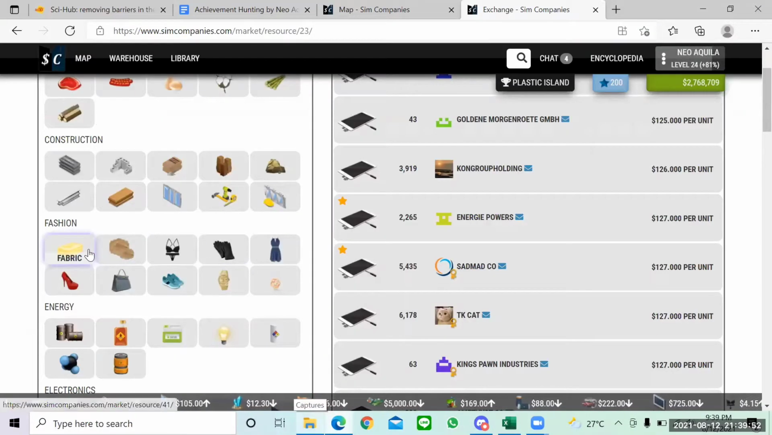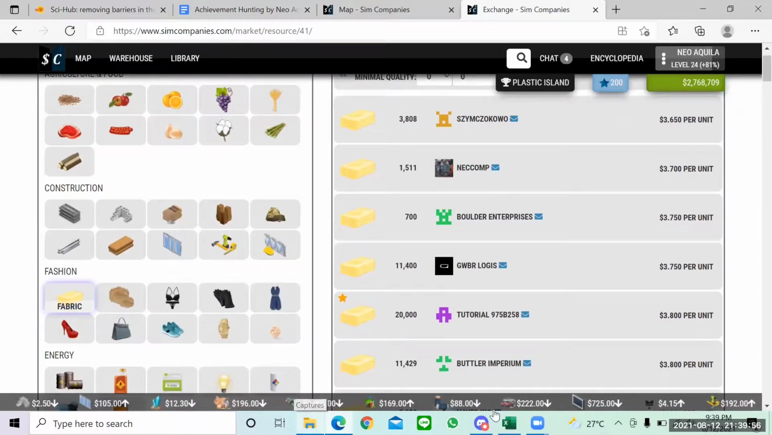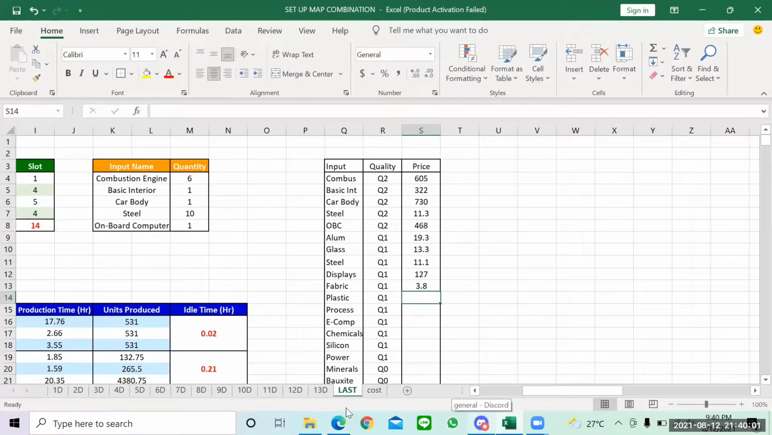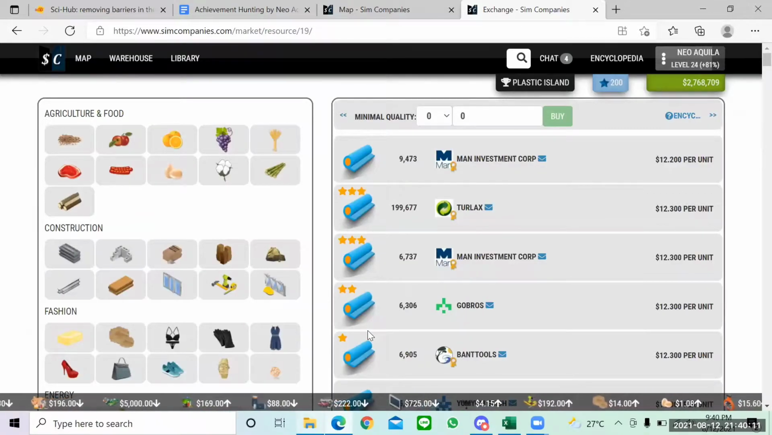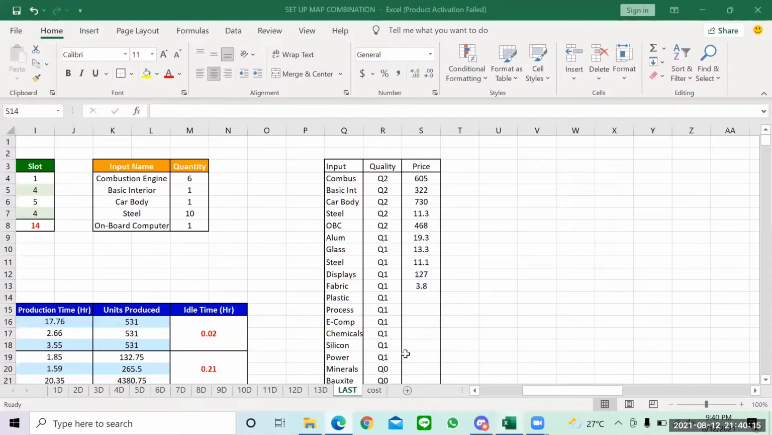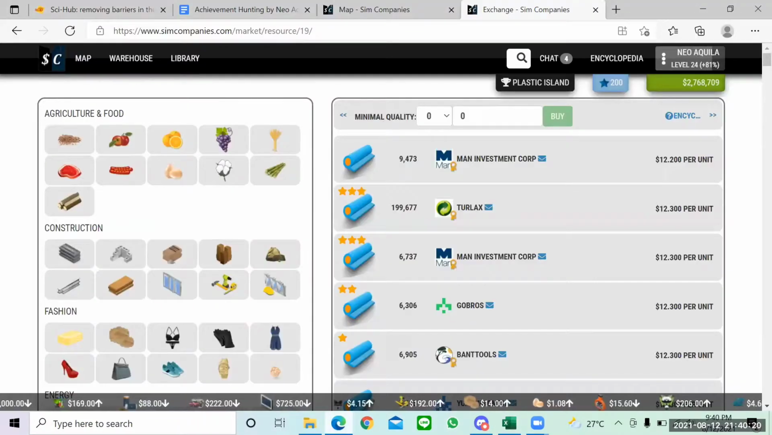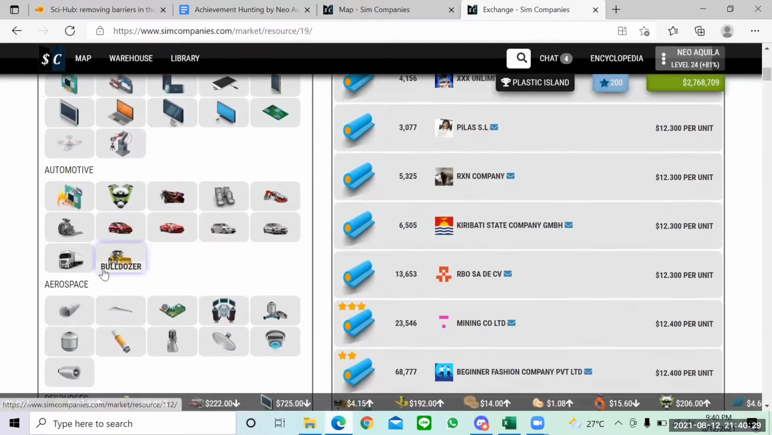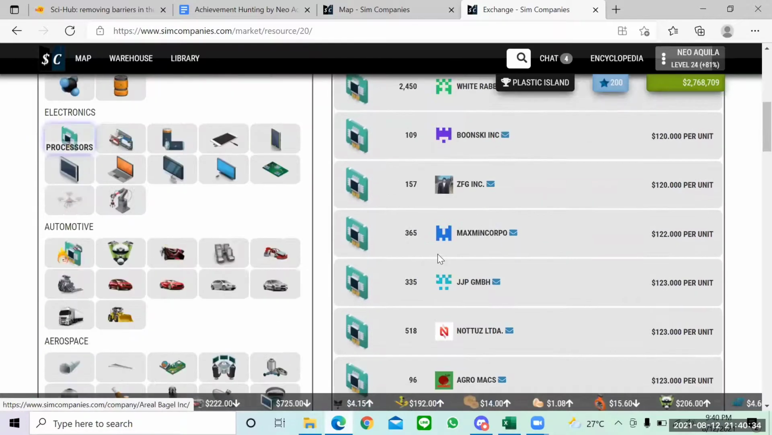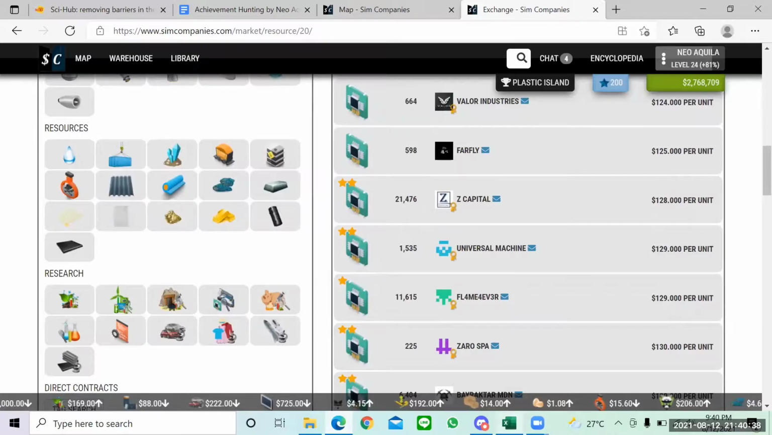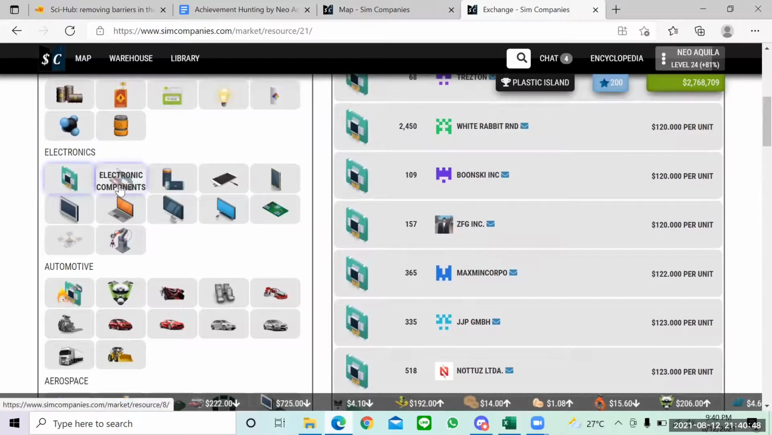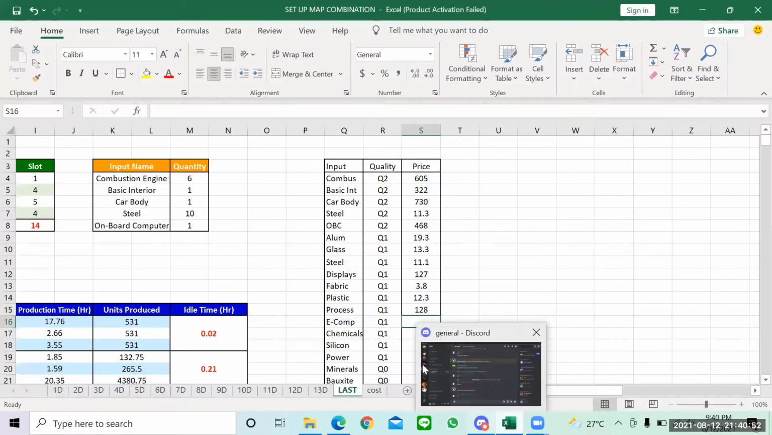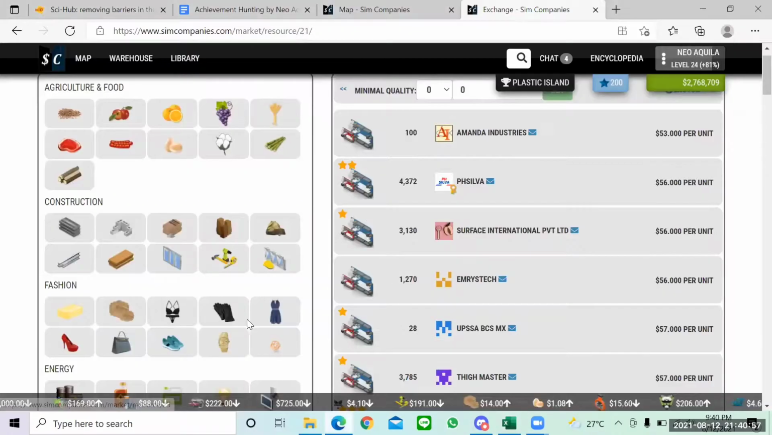Okay, now fabric. Okay, now plastic. I hope this time the price of plastic is reliable. 12.3, a bit high. Yeah, I know this is a bit high because of the contest. Wait, next is processor. So processor quality 1. Oh, 128. Now electronics component. $56. Quite cheap. Okay, now chemicals quality 1.